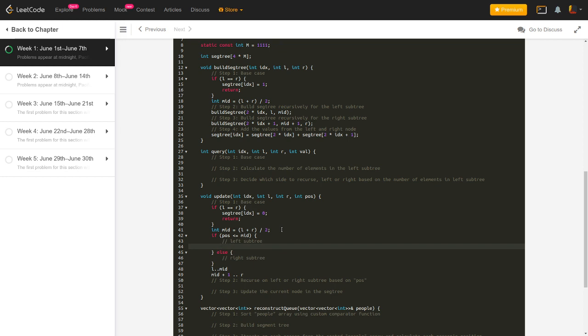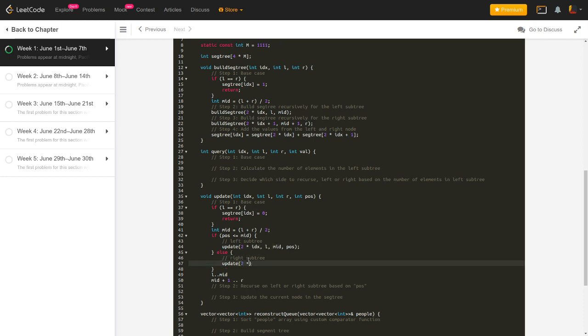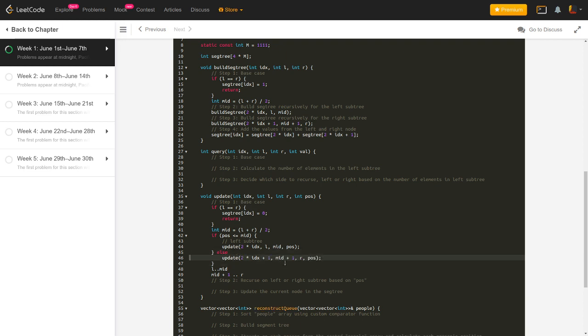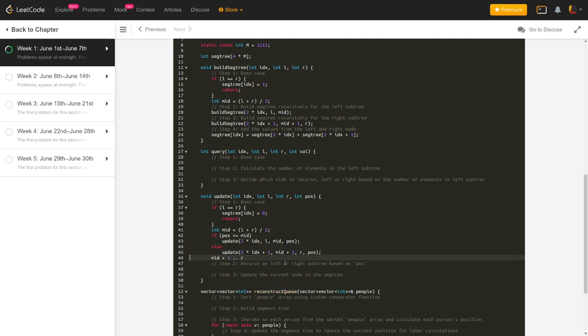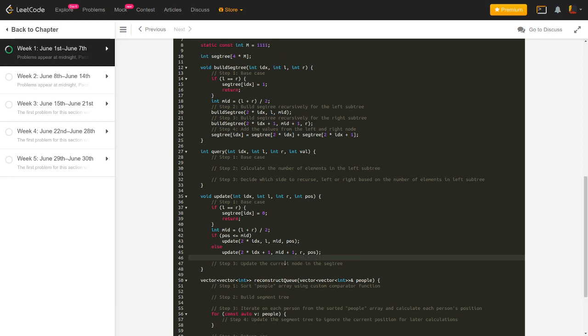So whenever I say I go on the left subtree, that means I'll call the update for the left subtree, and the arguments are going to be 2 times index, because this is the index of the left child, and the range is from L to mid. So I'll just do that. On this part I'll do 2 times index plus 1, because that's the index of the right subtree, mid plus 1 to R, and the position. Okay, I don't like to use braces when I'm just using a single line, so I just remove the braces. And we are done with step 2 as well.